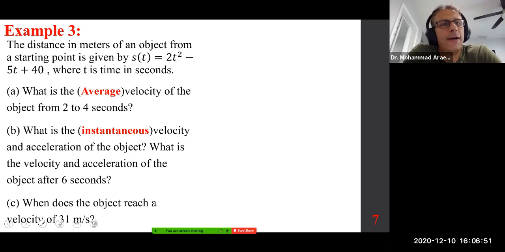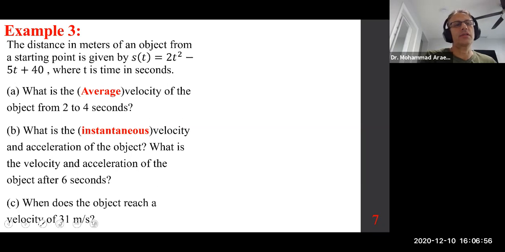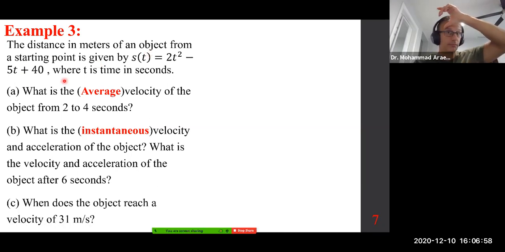Okay, the position function, s of t, is given. Okay, everybody? And now, s of t is 2t squared minus 5t plus 40, where t is time in seconds and distance is in meters. The average velocity is the good old algebra, okay? Total distance over total time.